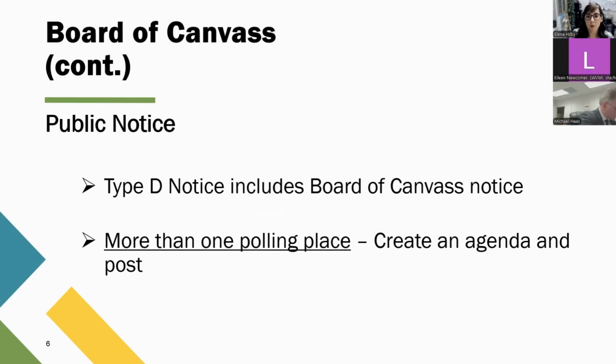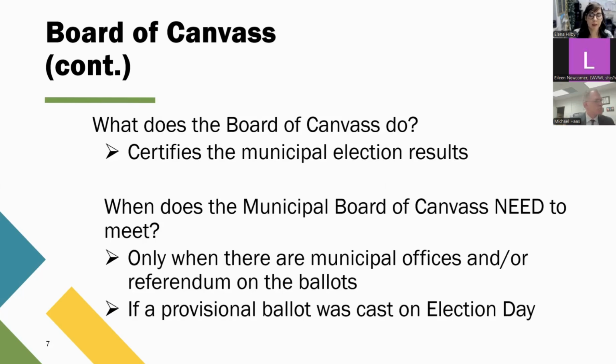So now that we know who's on the board, when they meet, and how the public is notified, let's take a look at what happens when they sit down to do their work. At its core, they are responsible for one thing: certifying the official local election results. Their work is the bridge between election night and the official record. It's where the board double checks the math, confirms every ballot is accounted for, and signs off to make sure the results are final.